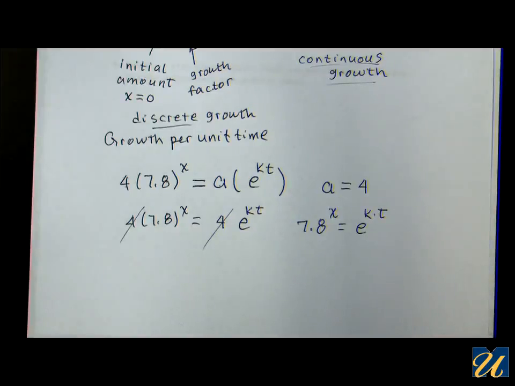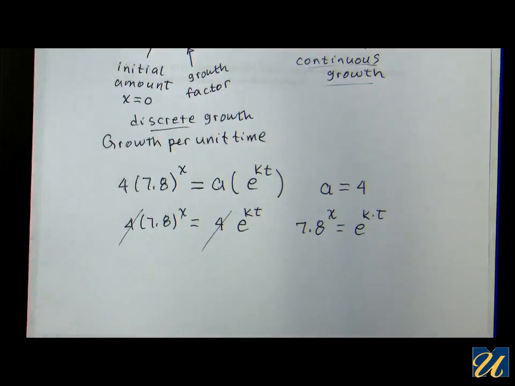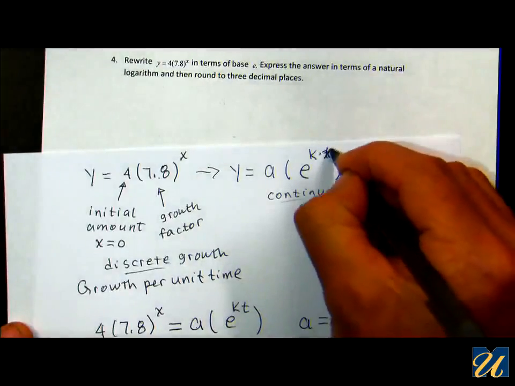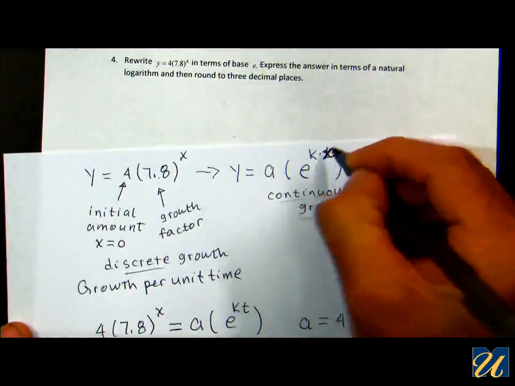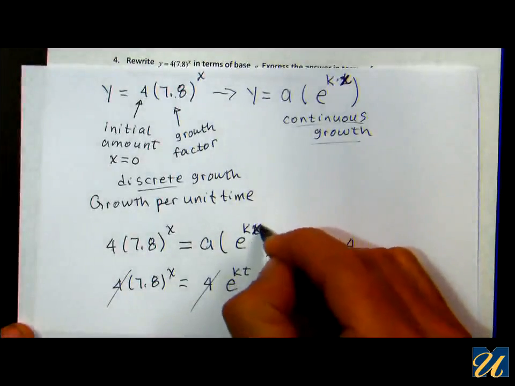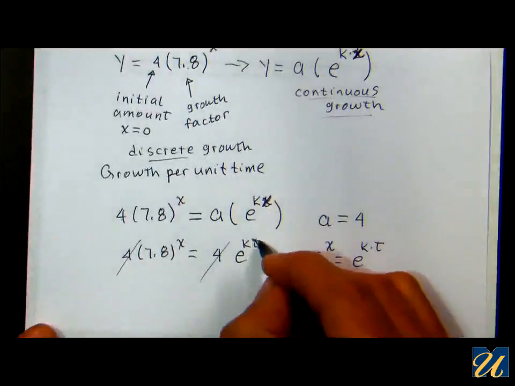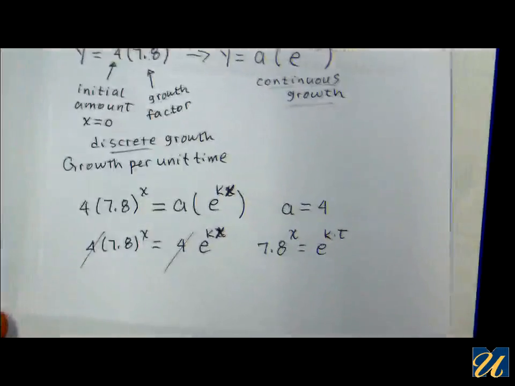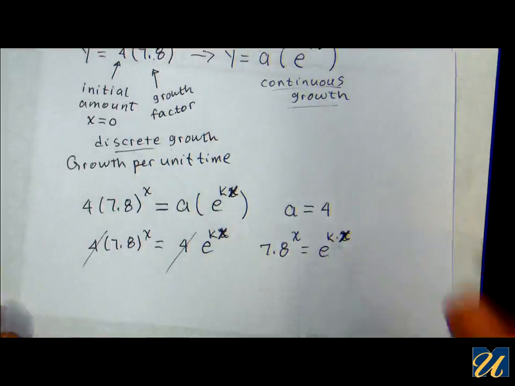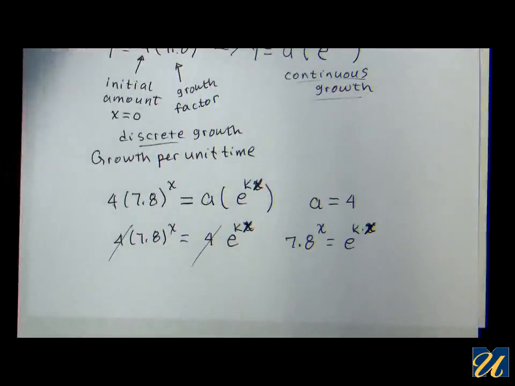Sorry, I'm using t and x in the same. If our original is x, we want this to be x. The variable has to be the same, which means we want this to be an x. So here it's an x. The variable is either x or t, whatever it is, it must be the same everywhere, so it represents the same type of quantity.